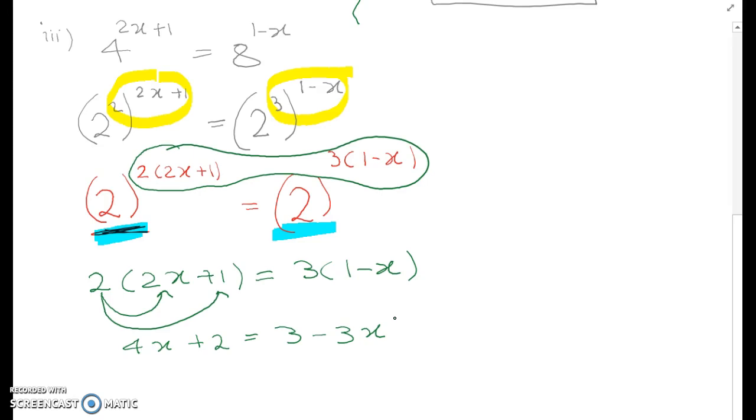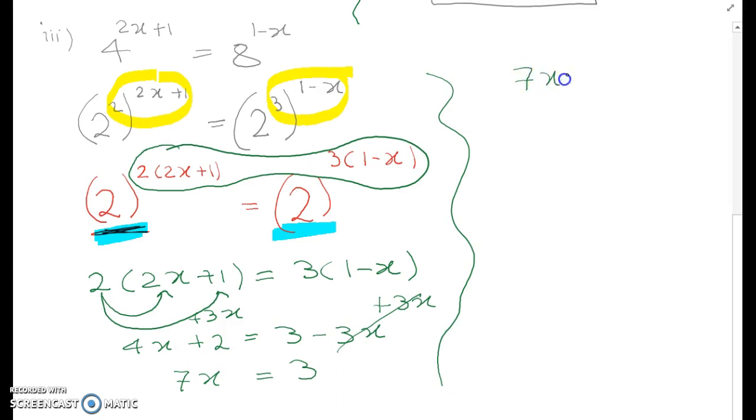Now we have unknowns on both sides, so we're going to put them together and collect like terms. We're going to get rid of negative 3x on this side by doing the inverse, which is plus 3x, the opposite of negative, and plus 3x on this side as well. So what is this going to give me? 4x plus 3x is 7x, and it's equal to 3, because negative 3x plus 3x is 0. So 7x is equal to 3.